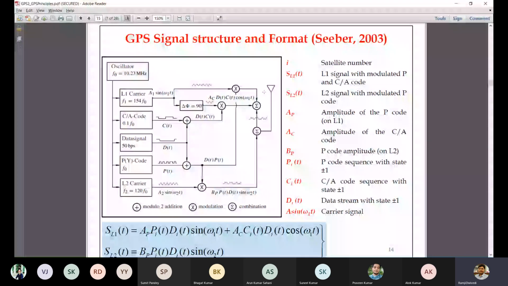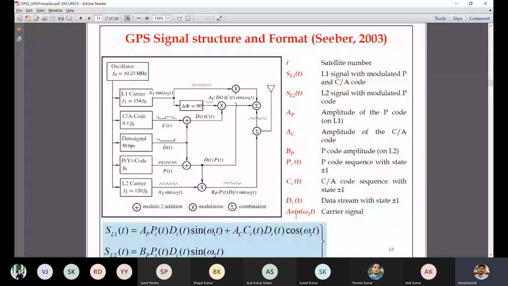Here, i represents the satellite number. SL1, L1 signal with modulated P and CA code. SL2, L2 signal with modulated P code. AP, amplitude of the P code on L1. AC, amplitude of the CA code. BP, P code amplitude on L2. PI, P code sequence with states plus or minus 1. CI, CA code sequence with plus or minus 1. DI, data stream with rate plus or minus 1. A sin omega t is the carrier signal.